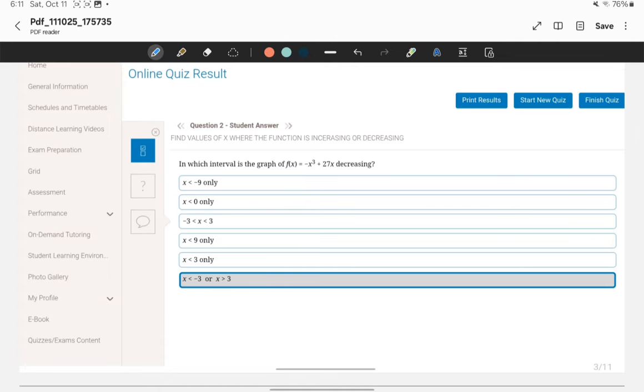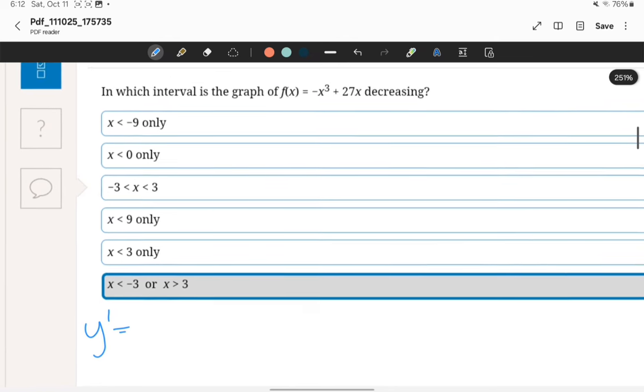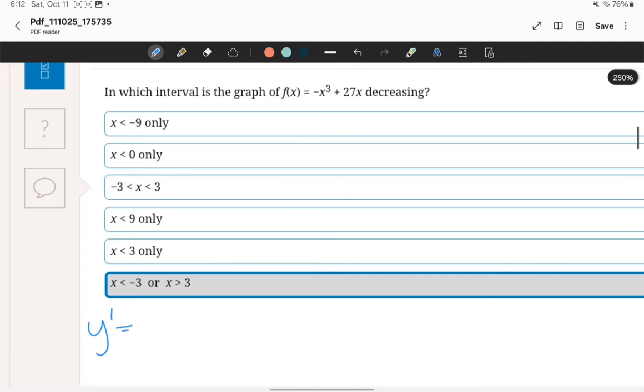Number 2. This question came before last week. They're asking the interval of the graph decreasing. When they say increasing, decreasing, or anything like this, you need to do the table where we get the saddle points from the derivative and that. So here, the first thing we're going to do is derive, right? The original equation is minus x cubed, so that means we get minus 3x squared plus 27.